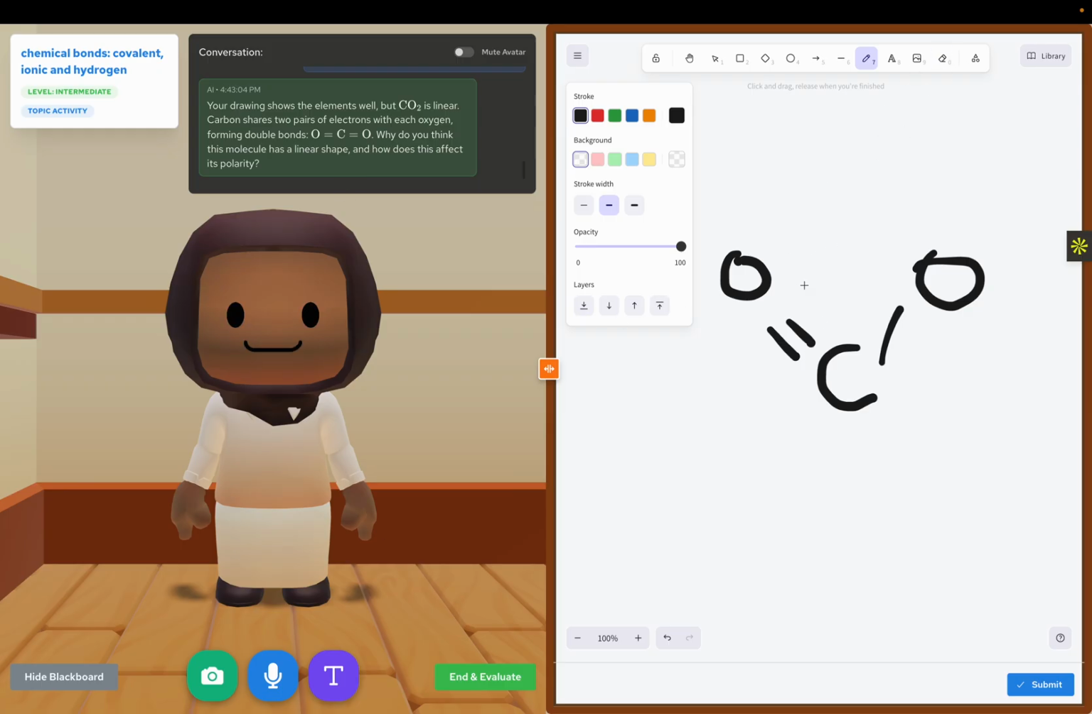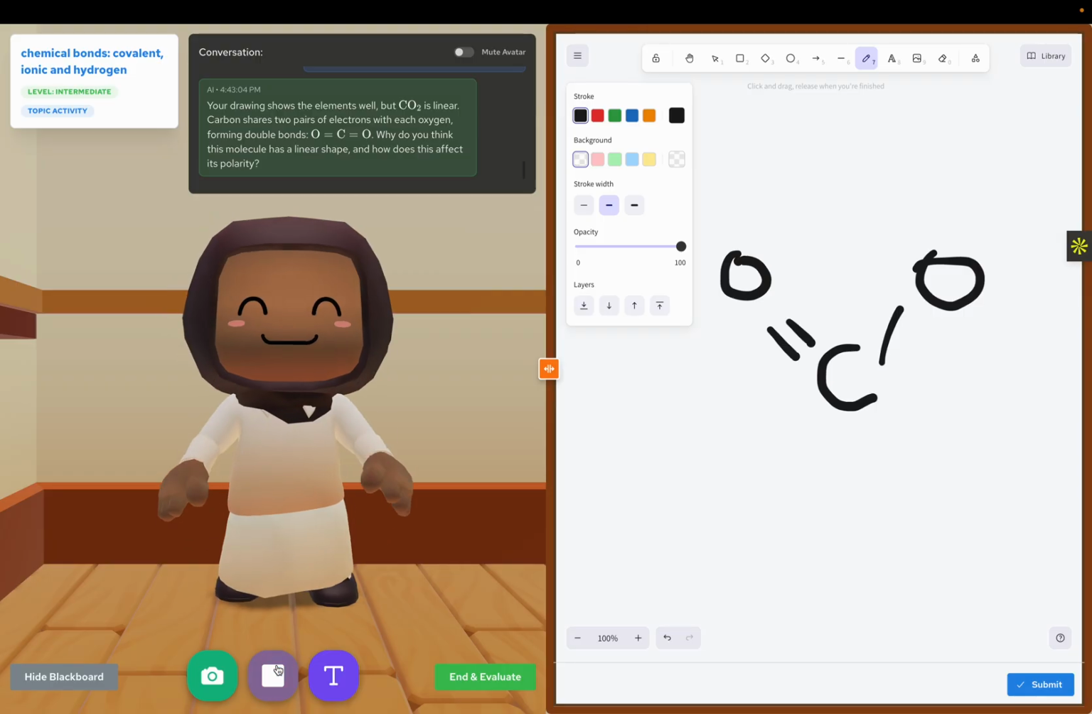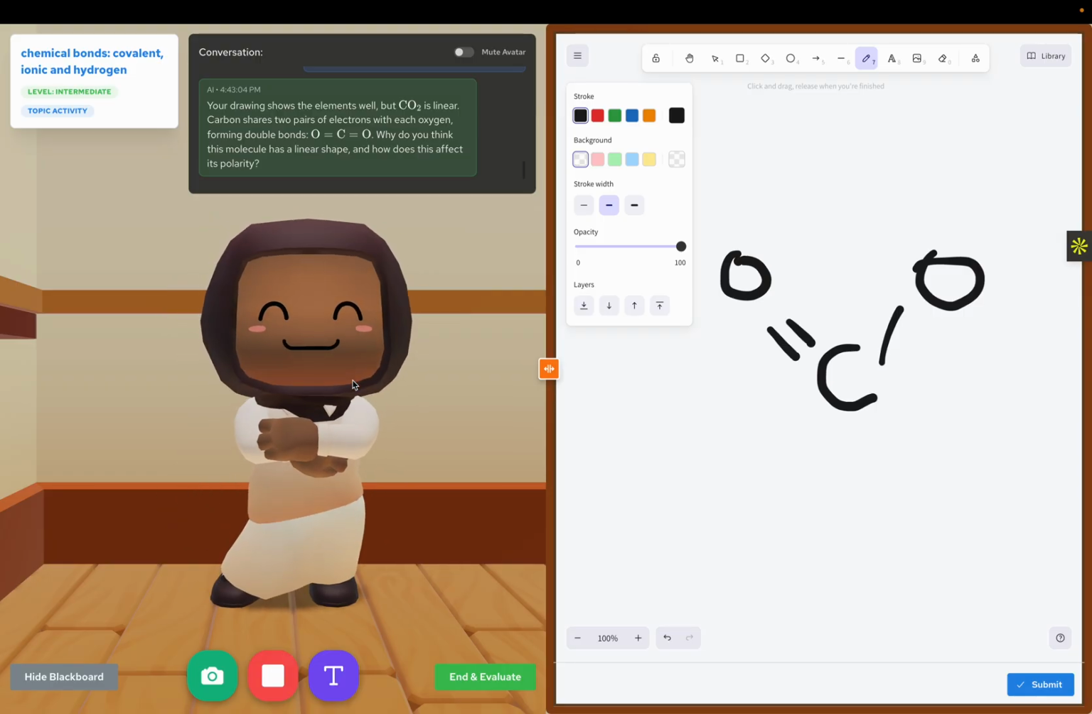So you see, it caught our mistakes. I drew it in a non-linear way and also missed the double bond here, so it caught that part. Let's do one more thing. It has a linear shape. I don't know why it has a linear shape. Can you tell me?